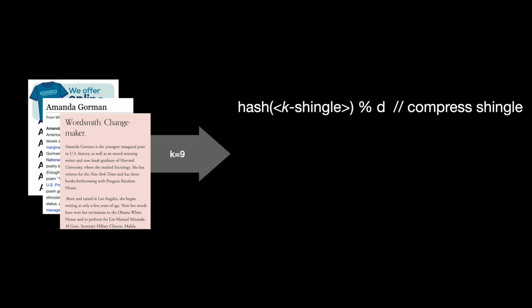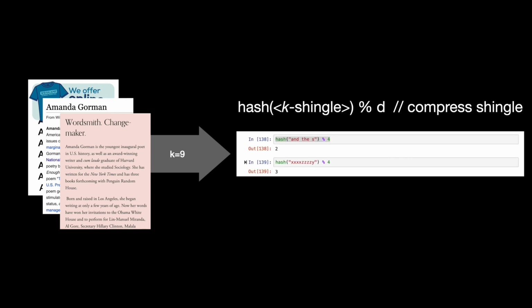This allows us to do a little implementation trick here, where we can take our K shingle, say here K equals 9, so we have a shingle of 9 letters, or 9 symbols. If we're talking about ASCII characters, then we have this 9-byte representation. We can hash this into a number, and then use the modulo operator to compress this down to D bytes. So we take our hash, we mod it by D, and now we have a compressed version of this shingle. Here's an example of this in Python, where we take a hash of this string, modulo 4, and a hash of this other string, modulo 4, and we get 2 different values here.